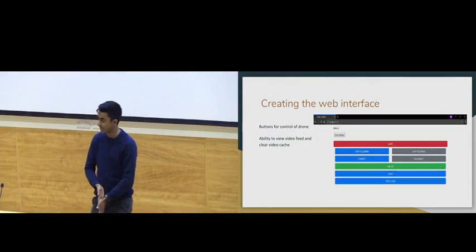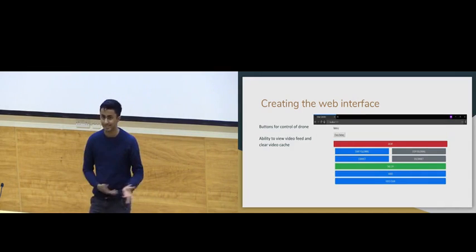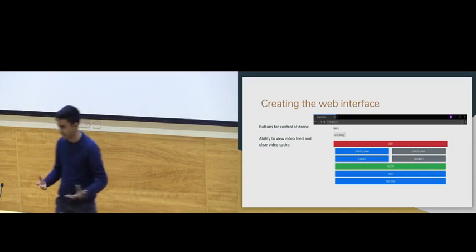We created a very simple web interface, which basically just has a few buttons for taking off, for landing, for starting to follow the car, as well as an ability to see the live video stream from the drone, as well as check any sensor levels such as battery, height, things like that, and the angles the drone is working at.